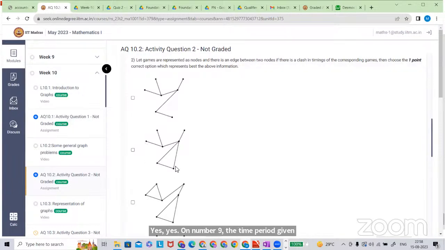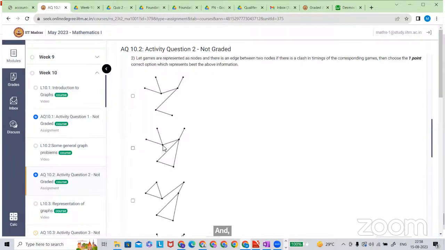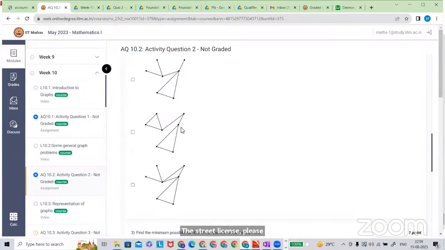So I think this is going to be the graph here. This is going to be the graph. And now the colors, the number of colors. So option C is the graph. Option C is the graph, sir. Okay, this is going to be the graph.